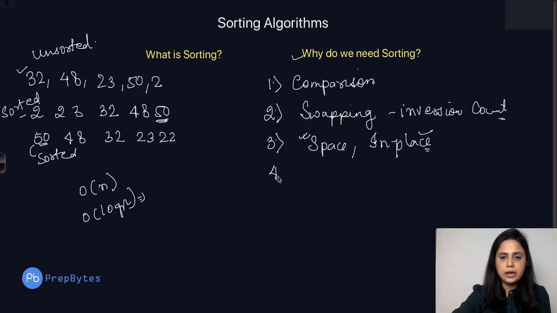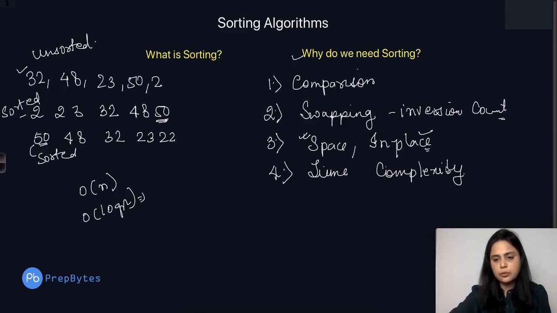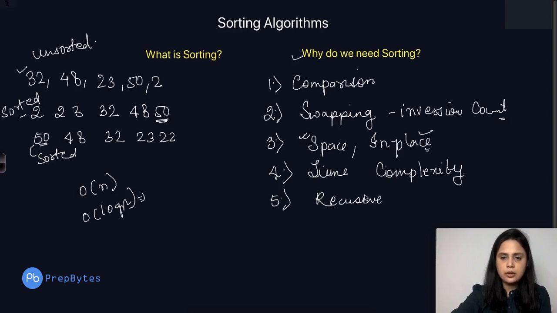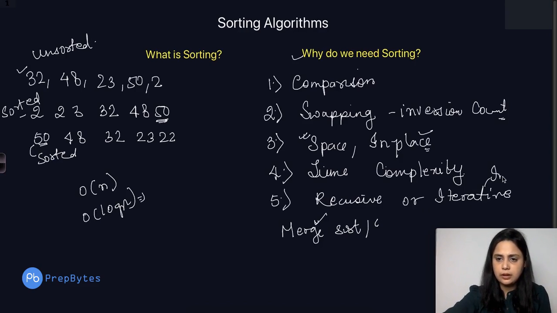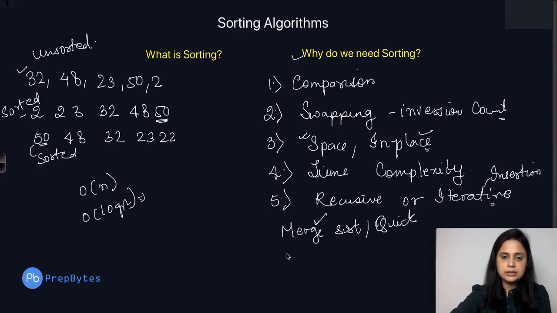Apart from this, we have time complexity. Different sorting algorithms have different time complexity. We are going to see that. And then we have recursive sorting or iterative sorting. Some of the recursive sorts are going to be merge sort. Insertion sort, let's say, is not recursive, that is iterative. We have quick sort. And then we have bubble sort, insertion sort, and selection sort, which are going to be iterative. One more thing is stability.